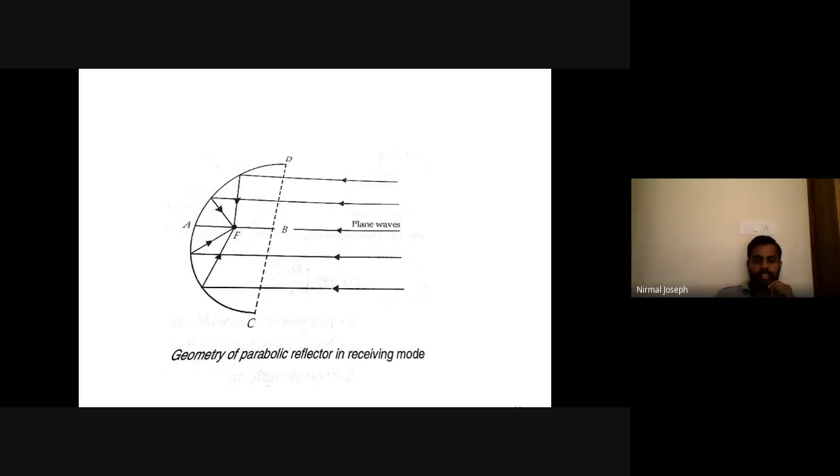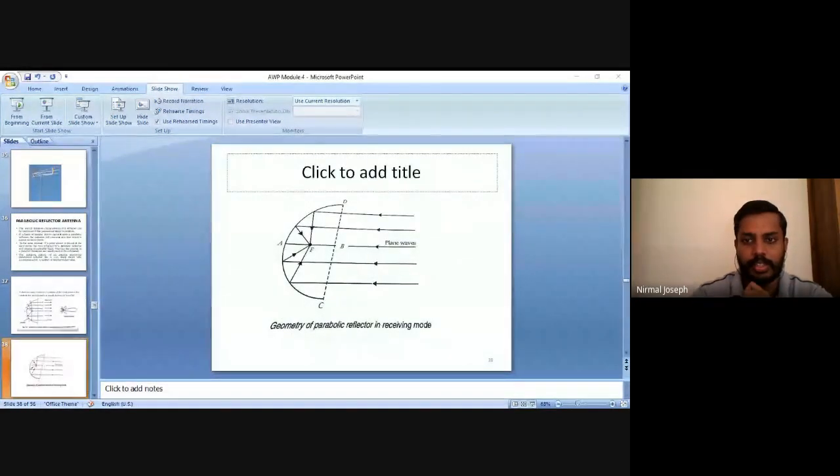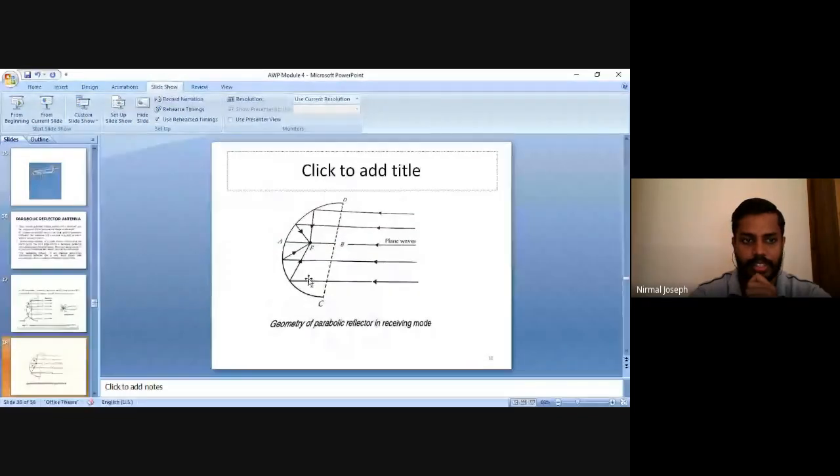So this is the geometry of a parabolic reflector in receiving mode. You can see plane waves are coming here, incident upon the parabola, and all are focusing on the focal point of the parabola. So that is the only difference here. That is the only thing you need to understand.